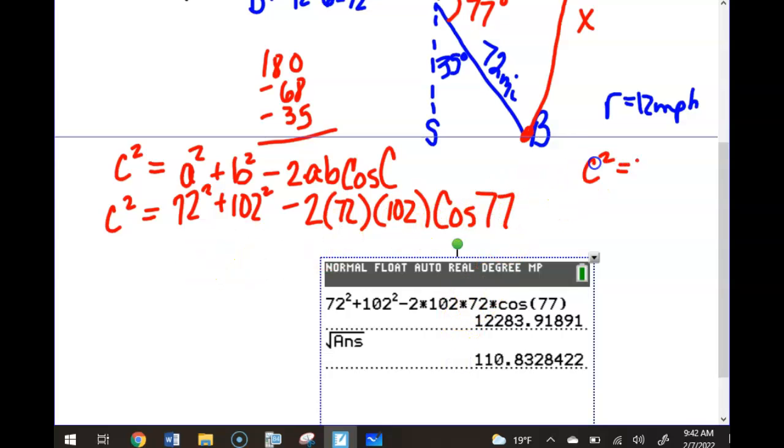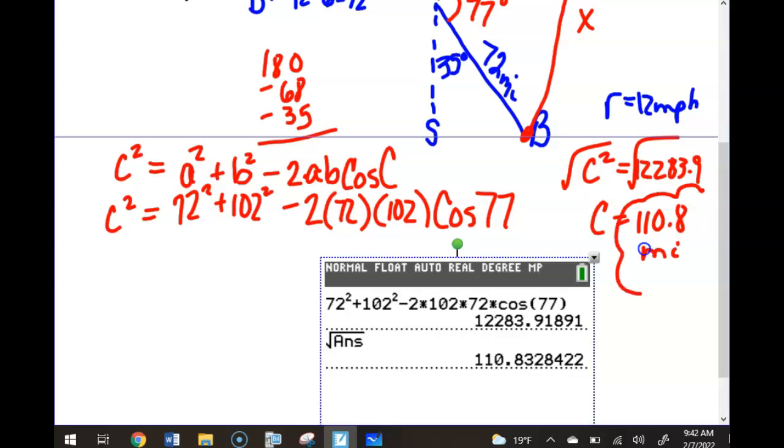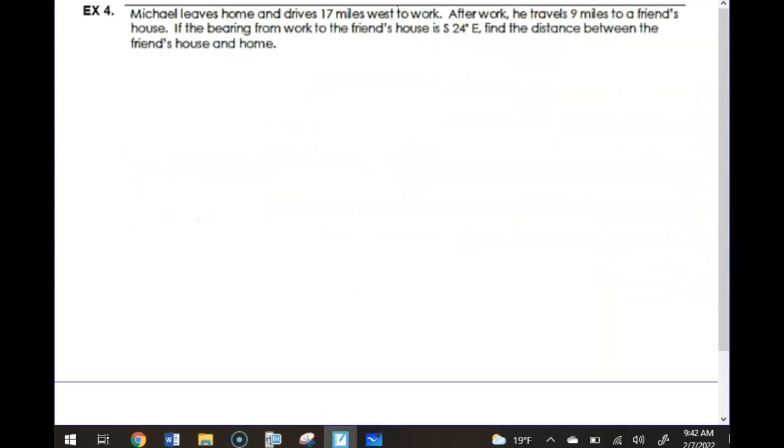So I had c squared equals 12,283.9. C, when I square rooted that, I got 110.8. How we doing? Is anybody not getting that? Everybody okay? All right, let's try the one underneath that.